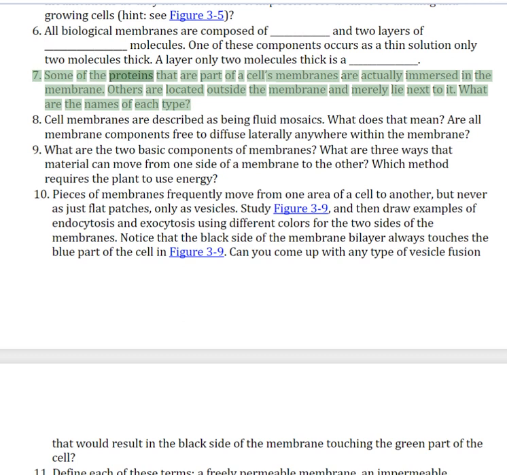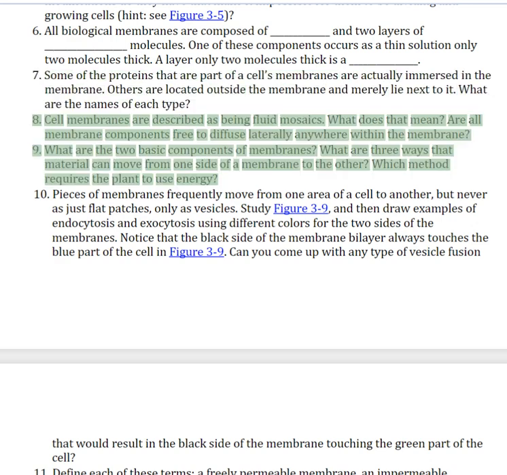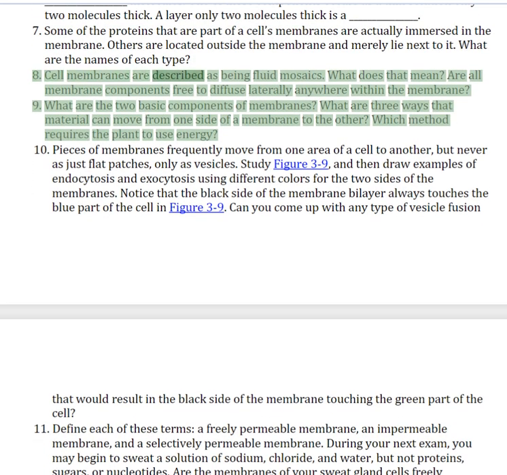7. Some of the proteins that are part of a cell's membranes are actually immersed in the membrane. Others are located outside the membrane and merely lie next to it. What are the names of each type? 8. Cell membranes are described as being fluid mosaics. What does that mean? Are all membrane components free to diffuse laterally anywhere within the membrane?